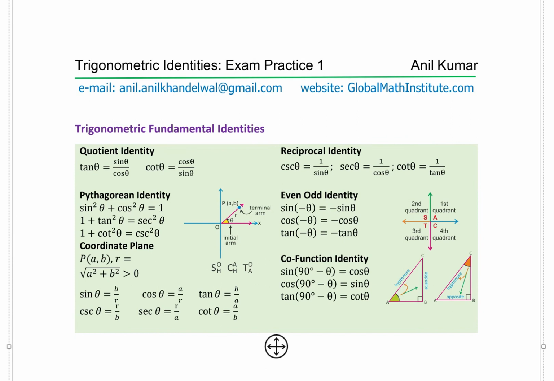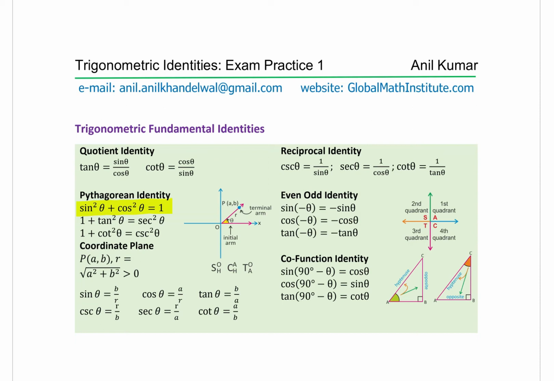So this is a summary of some formulas which will be used. Two of them will be used extensively. So the very first one is the Pythagorean theorem identity. So Pythagorean theorem, as you know, is a square plus b square equals to c square.